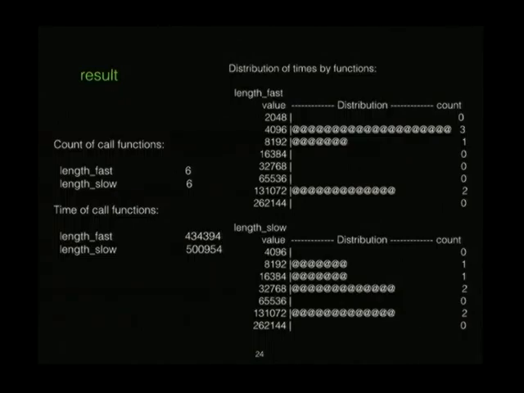This is distribution, which can quantize it. You can see how long and how many lines were collected. It's very fast and very slow.